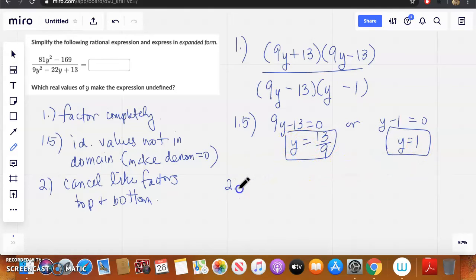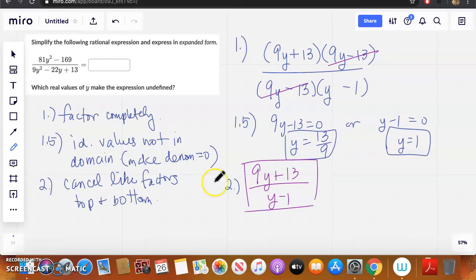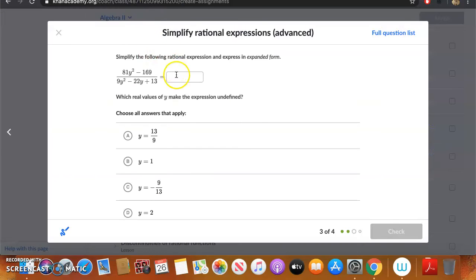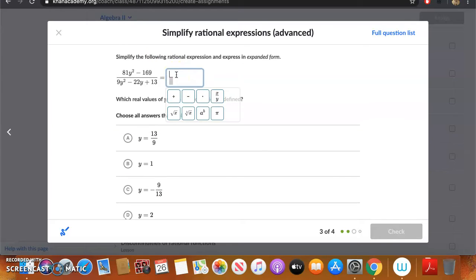And then let's jump to step 2. Let's cancel a little bit. I'm going to change the color here. We definitely have the 9y minus 13's canceling, leaving us with just 9y plus 13 over y minus 1. Here is your simplified version. 9y plus 13 over y minus 1.